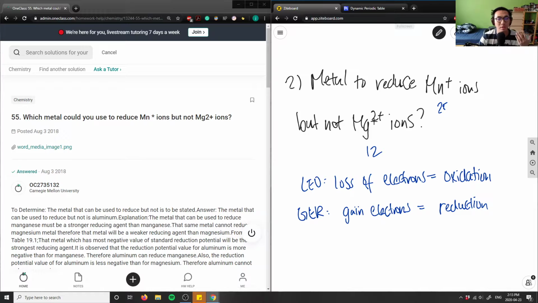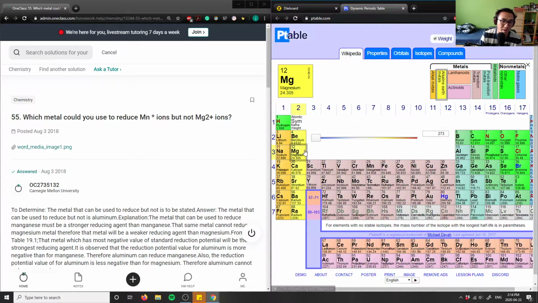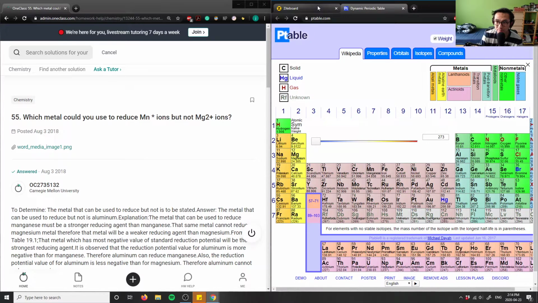So in this case, a metal that reduces manganese ions but not magnesium ions doesn't exist. I could do the other way around, and pick a metal that only reduces magnesium but not manganese, but I can't do the opposite because manganese is further down the periodic table. So let me see their explanation here.